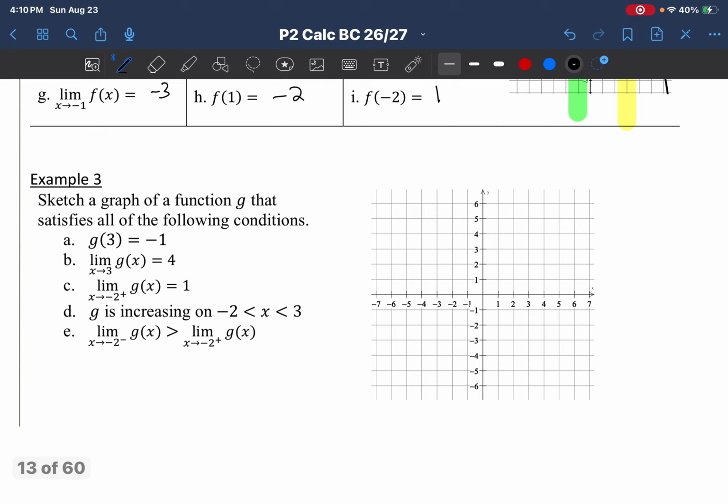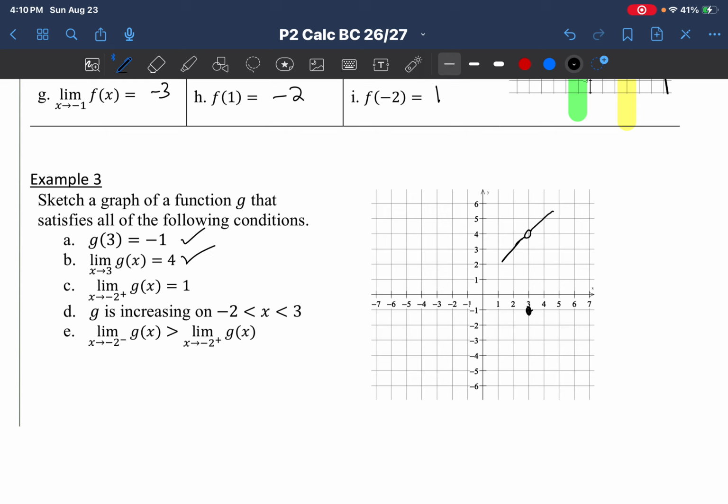Last example, example 3 says sketch a graph of a function g that satisfies all the following conditions. The first one is that g of 3 is equal to -1. So g of 3, -1. That's our first condition. Good. The limit of g of x as x approaches 3 is going to be 4. So as it approaches 3, from either end, it's going to be 4. So we know it has to have something going this way and something going this way. I don't know what else yet.